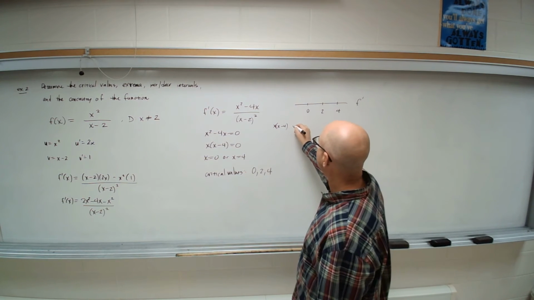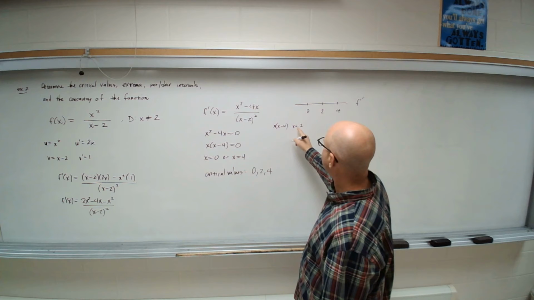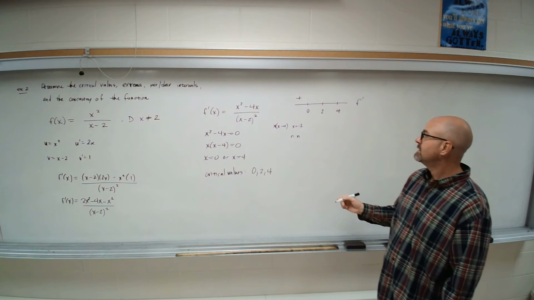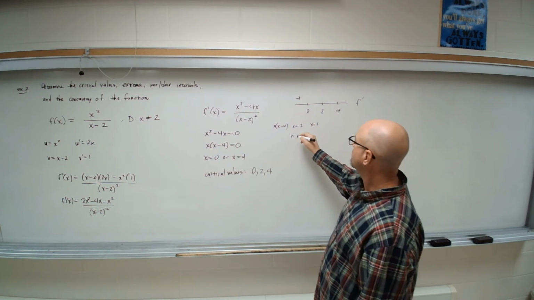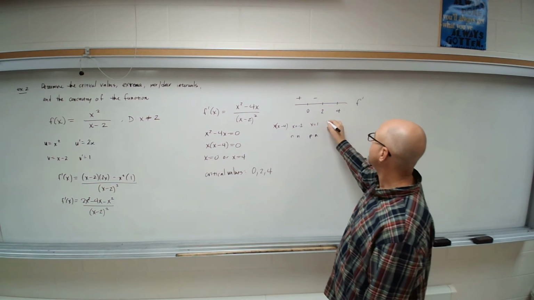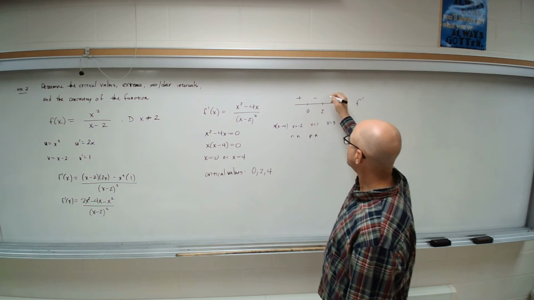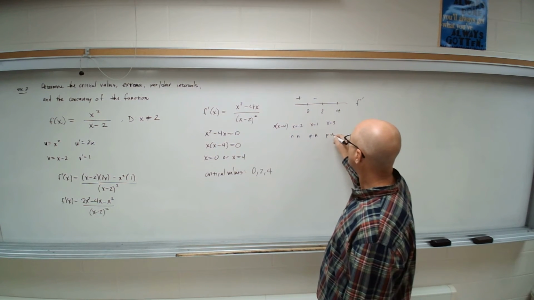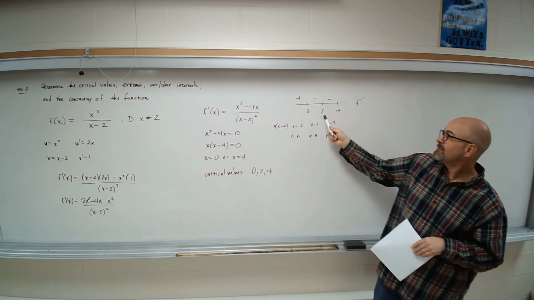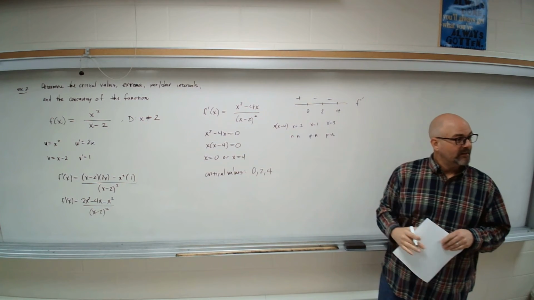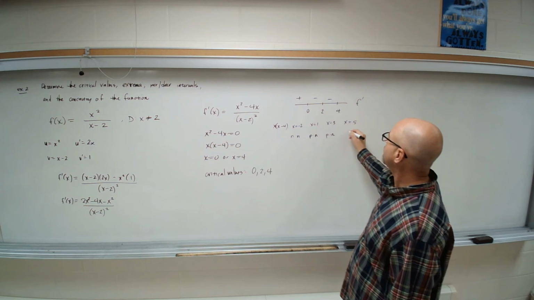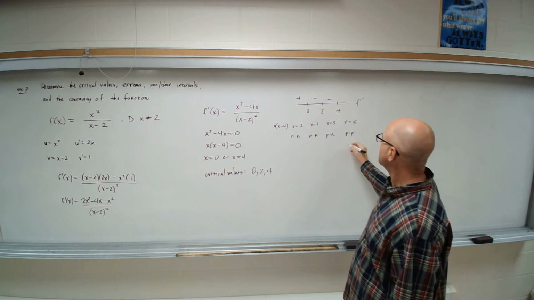So here, let's test negative 2, and we get a negative times a negative, so that would be positive. Here we could test 1, and that would be a positive times a negative, which is negative. Here we could test 3, which is a positive times a negative, which is still negative. Now we're not used to seeing two negatives next to each other, but remember, there's a vertical asymptote here, so that's why that happens. And then here we test x equals 5, which is a positive times a positive, which is positive.